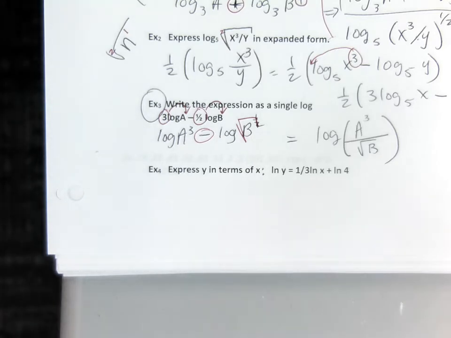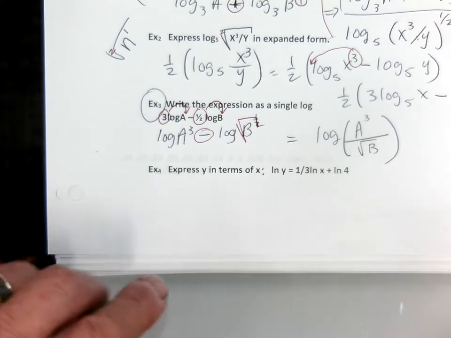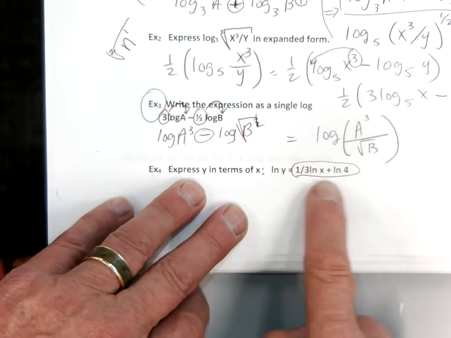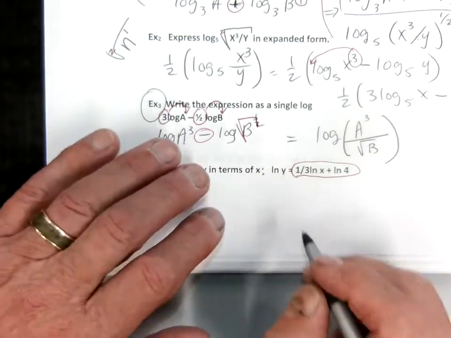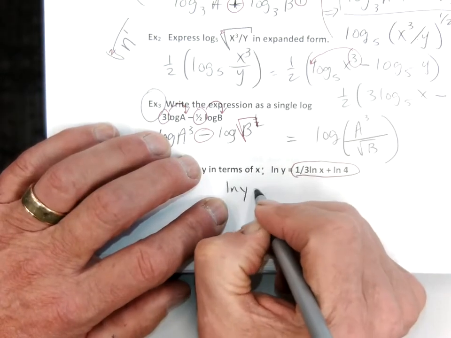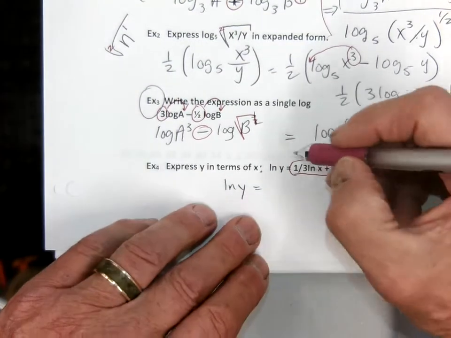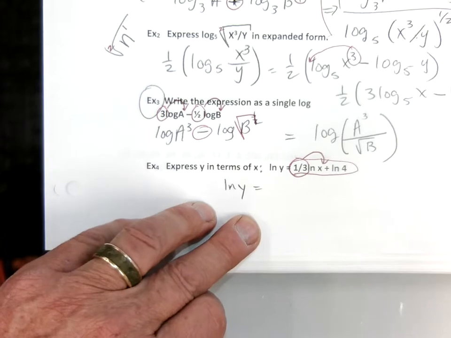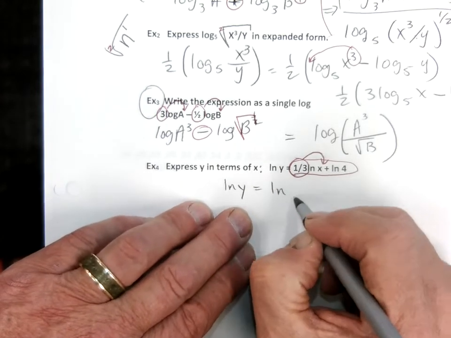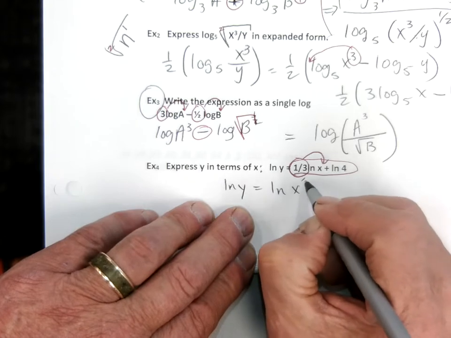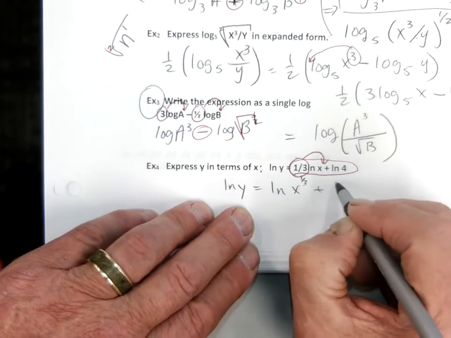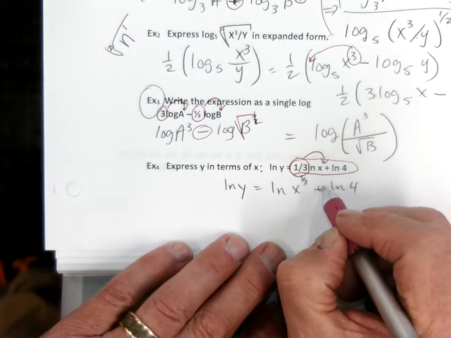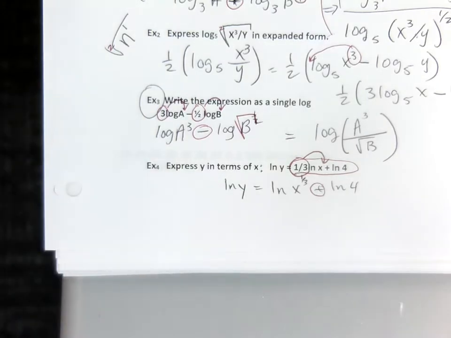Express y in terms of x. So I'm going to try and put these two expressions together first. Okay, I'm going to simplify this. So I'm just going to write, first of all, ln of y equals, let's see. I have an exponent that got floated down, so I'm going to bring it back in. So I have ln of x to the 1/3 power plus ln 4. Then, because it's plus, I'm going to bring them together as a single logarithm.